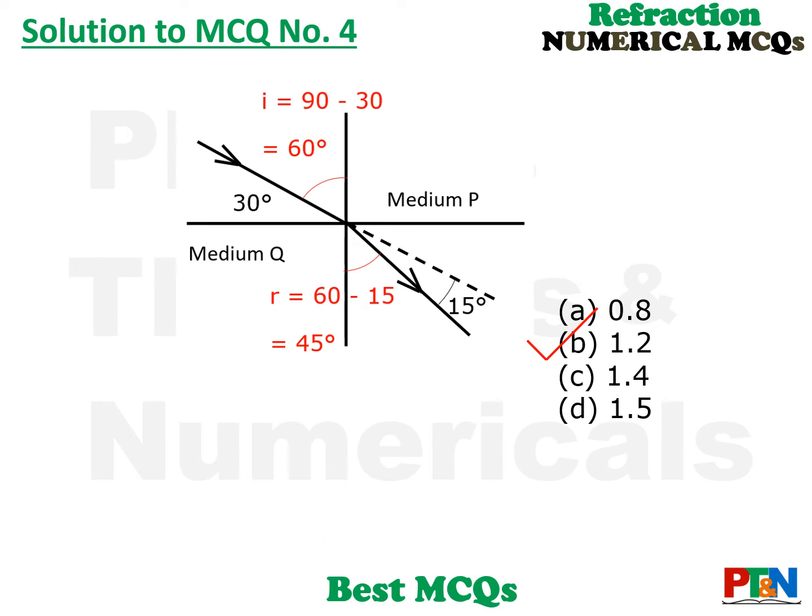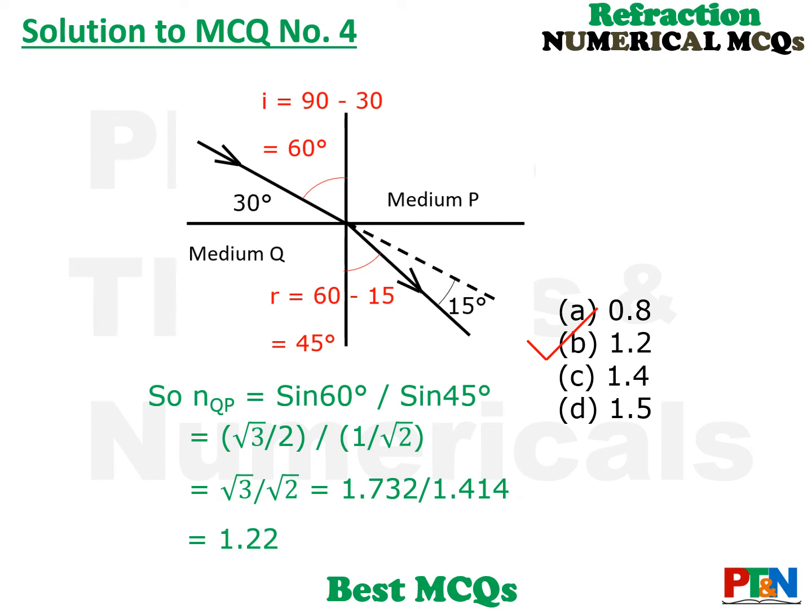In fact, it's simple. You have to find out the refractive index. That means you need to find out i and r. Some angles are given. Draw the normal. Get the angle i. That will be 90 degree minus 30 degree, that is 60 degree. So i is 60 degree. And r is 60 degree minus 15 degree, that is 45 degree. You just need to find out i and r and get the refractive index: sin i by sin r.